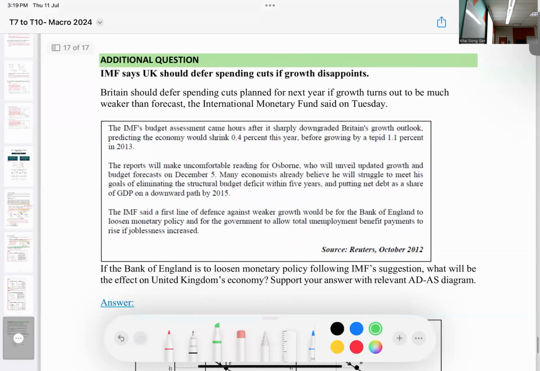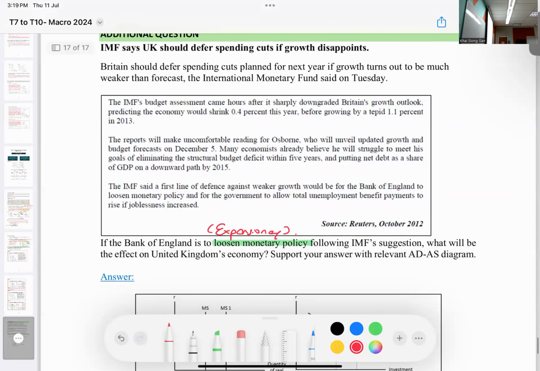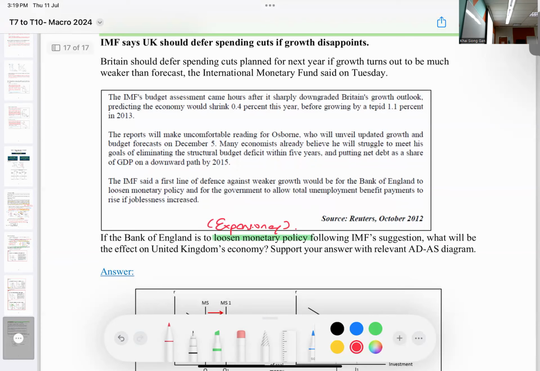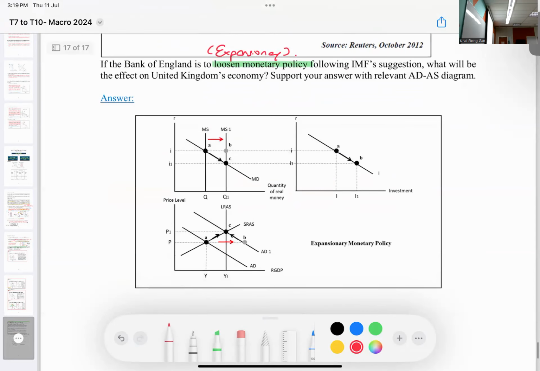Now, additional question. Okay, let's see this one. Let's say UK should defer spending cuts if growth disappoints. Now here, question: if the Bank of England is to loosen monetary policy, loosen means expansionary. What will be the effect on UK's economy? Expansionary, very easy already. So here, that's how the graph is drawn.